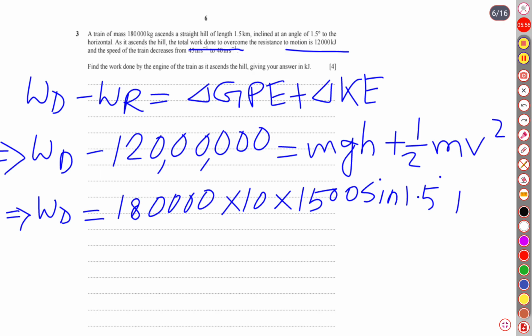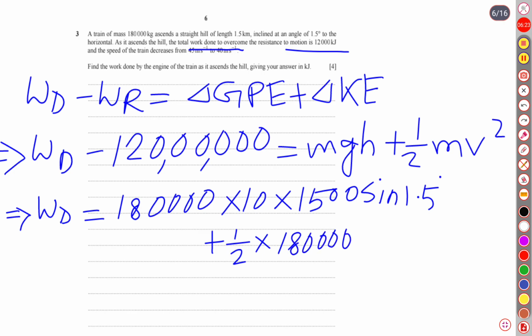Then plus half m, where m stands for mass. The mass of the train is 180,000.